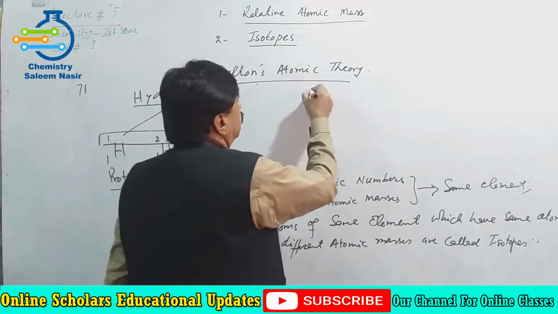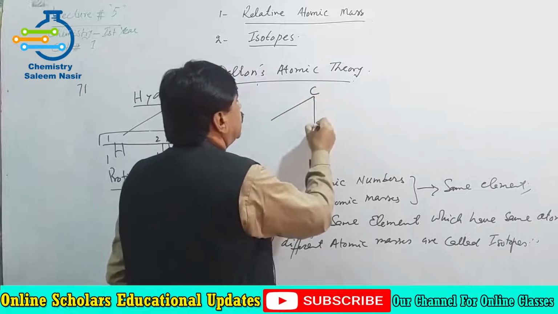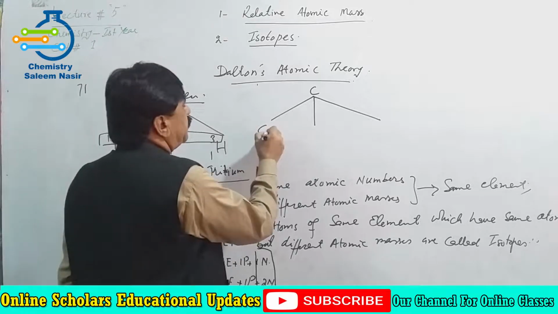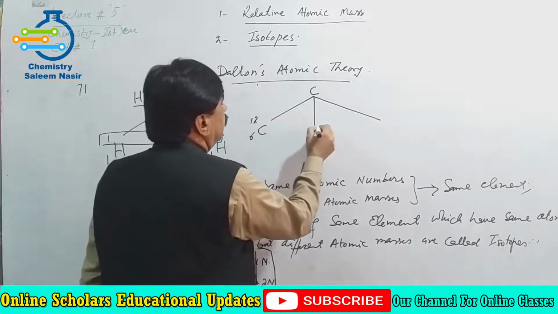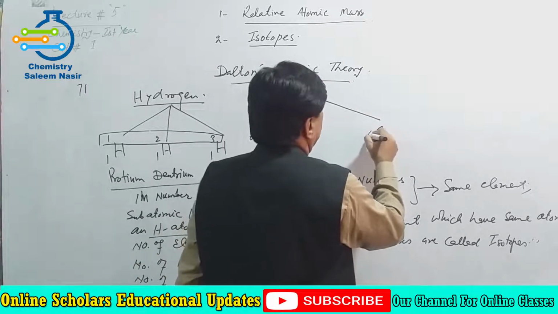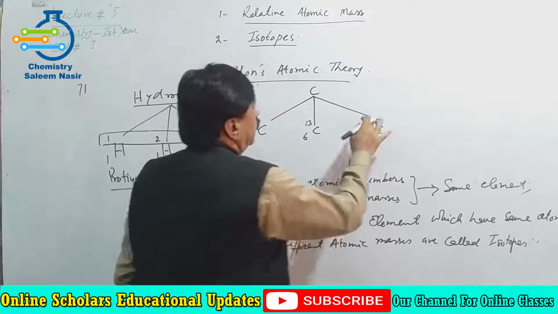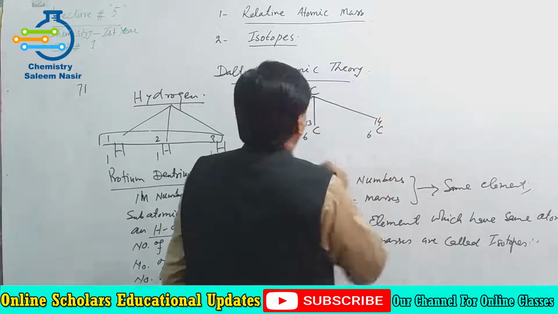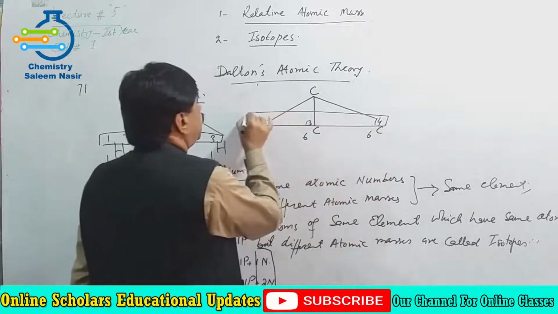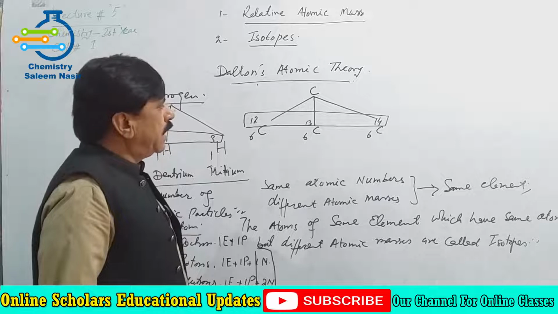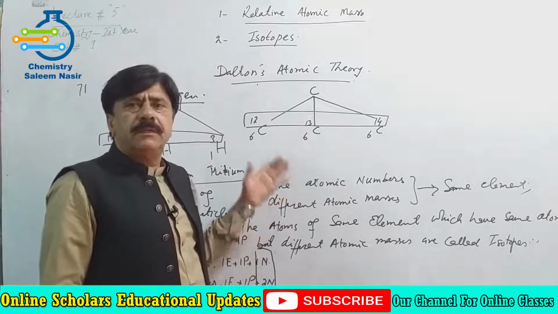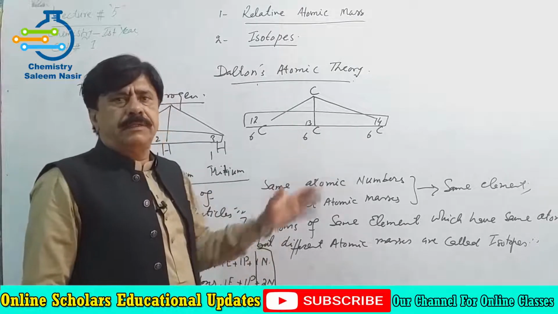Carbon also consists of three isotopes, that is C-12, C-13, and C-14. So the difference among these different carbon atoms is also due to the difference in the number of neutrons.